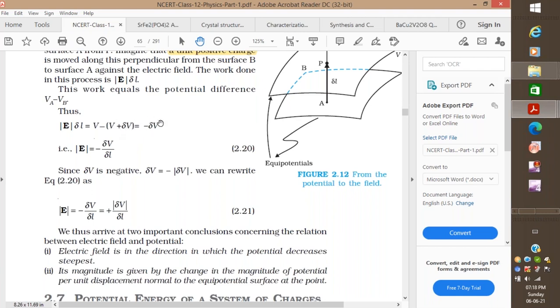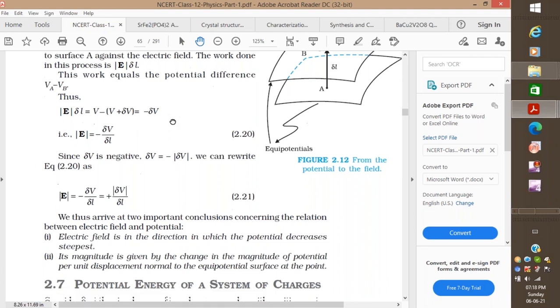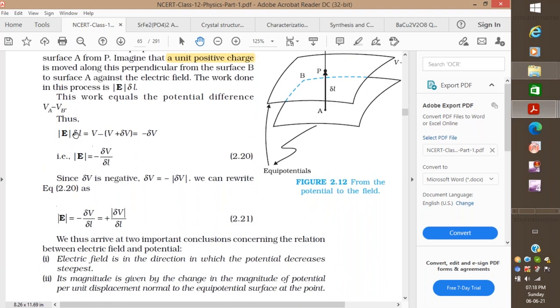Now, this E into delta L is also work done, and this is also work done. So they are the same work done. I can write this in an equation. I can just equate them.